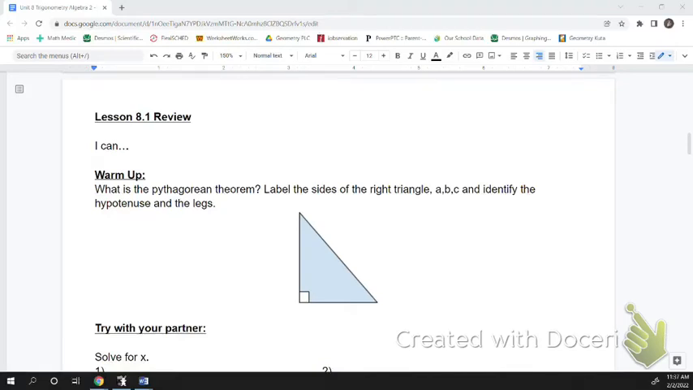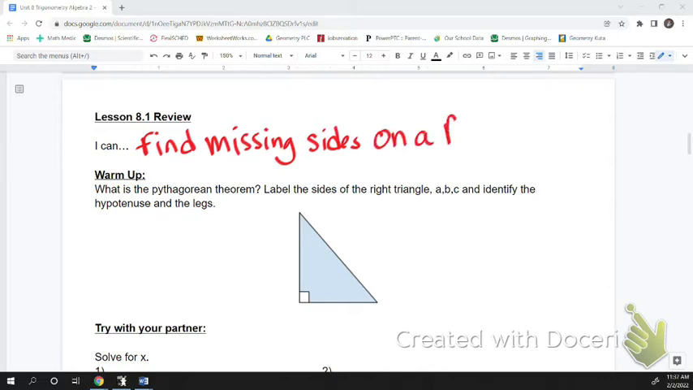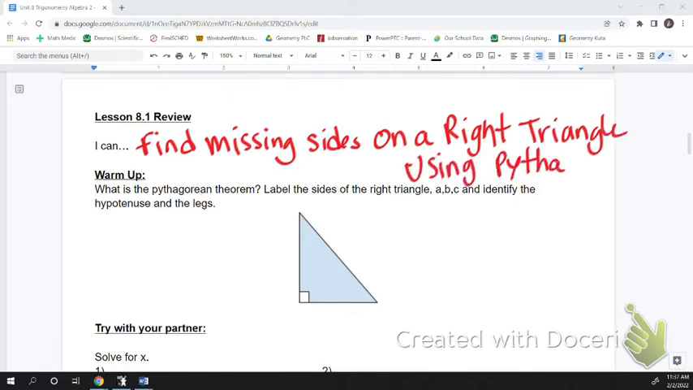Right, today I can find missing sides on a right triangle using the Pythag theorem.